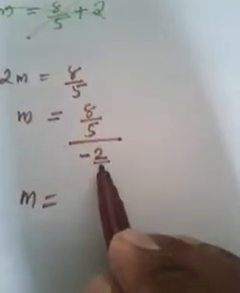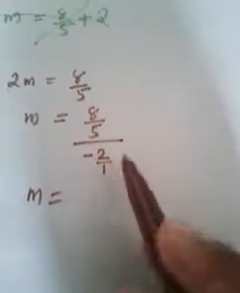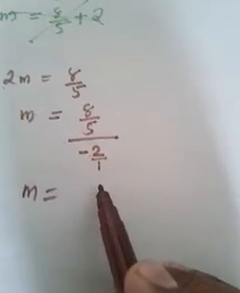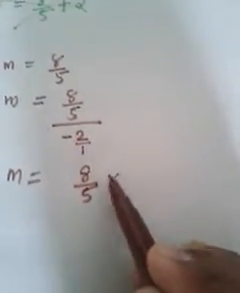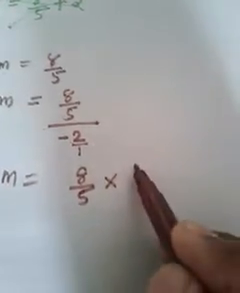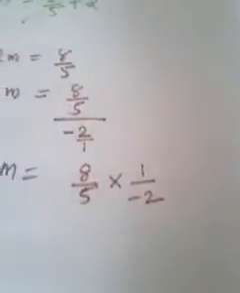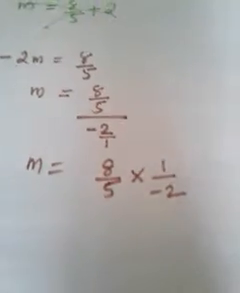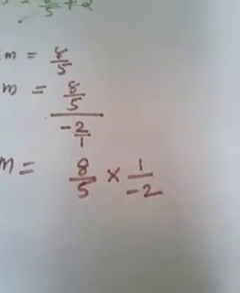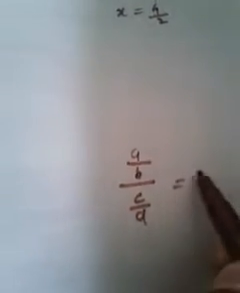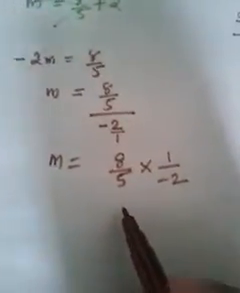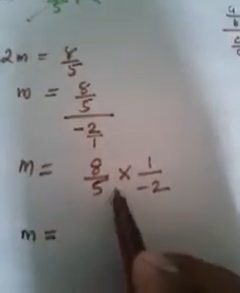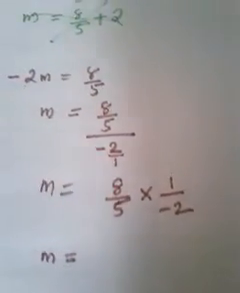I'm going to write it as -2/1. Any problem? No. How to divide two rational numbers? Multiply with the reciprocal. How? 8/5 as it is. This division will be changed into multiplication and take the reciprocal of -2/1, that is 1/-2. You may have understood how to divide two rational numbers: just multiply with its reciprocal. That means if a/b divided by c/d, we can do a/b into d/c. So the same rule I applied here. So the value of m becomes 8/5 into 1/-2. You may have understood, isn't it?